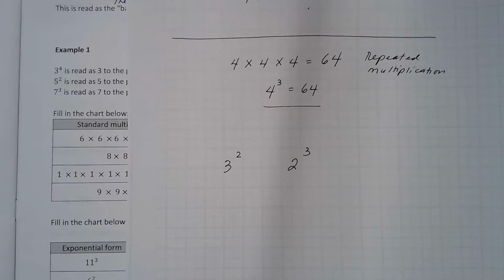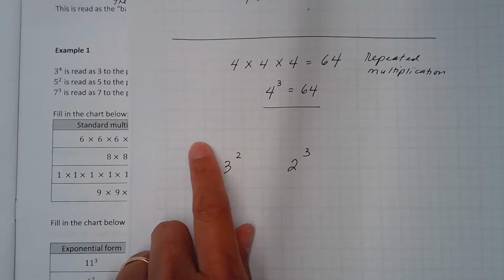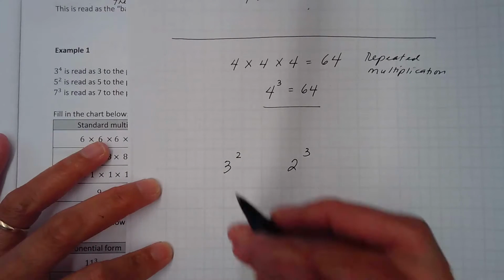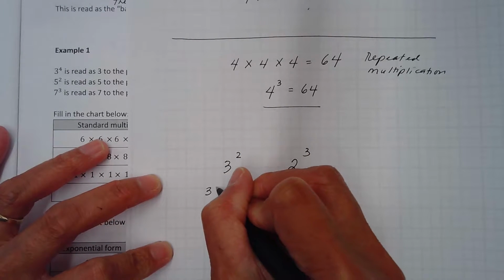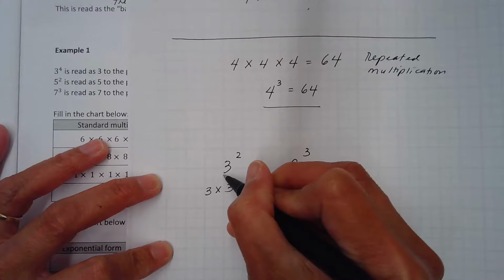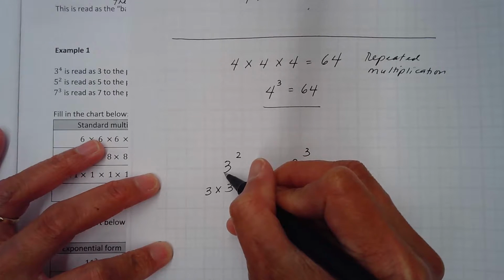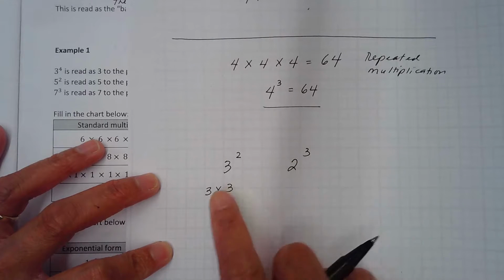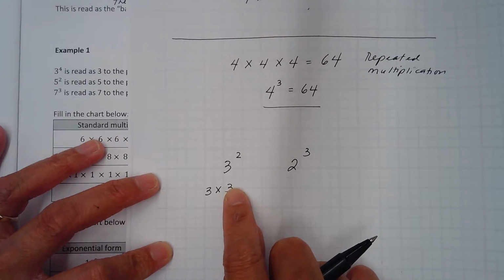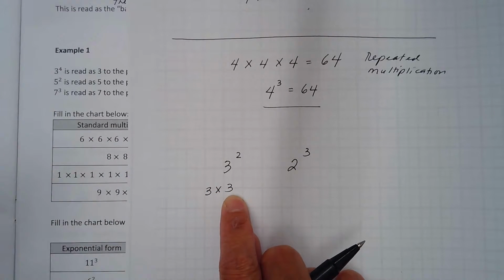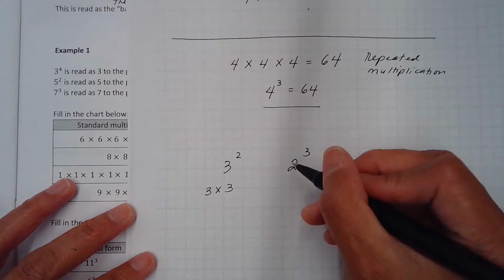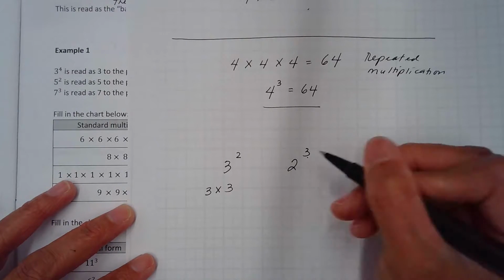No, it's not. Because when you look at 3 squared, it really means 3 times 3. We're going to have 3, and how many times do we multiply 3? 2 of them. So 3 times 3 is 9. Now, what about this one? 2 cubed. What would that be?